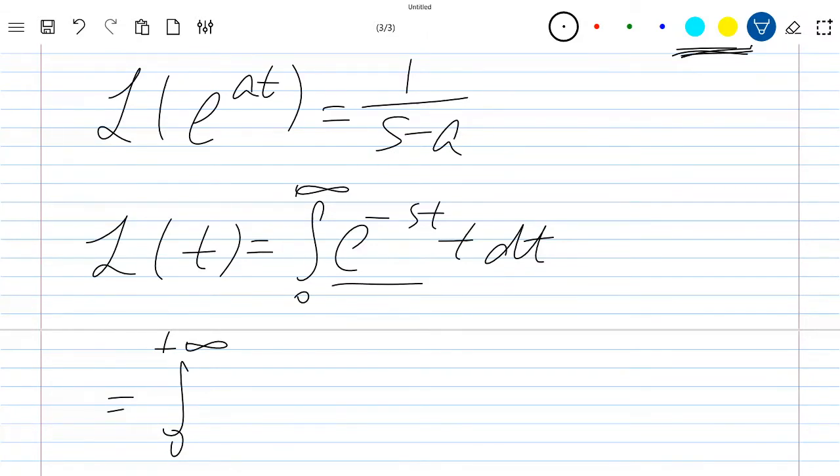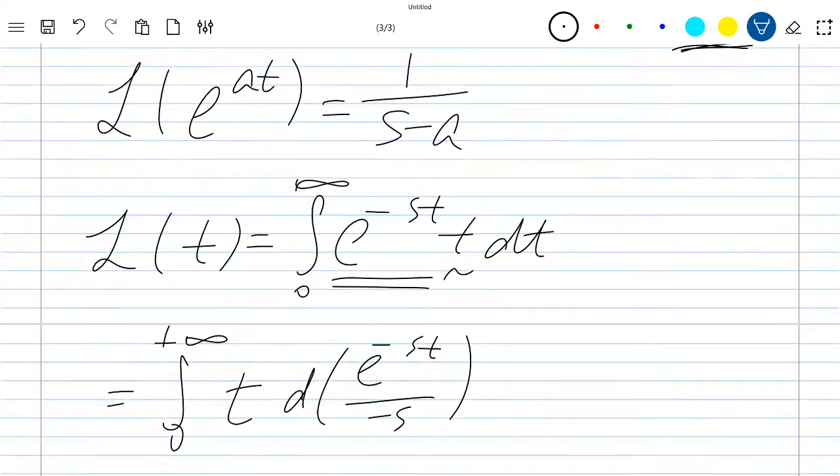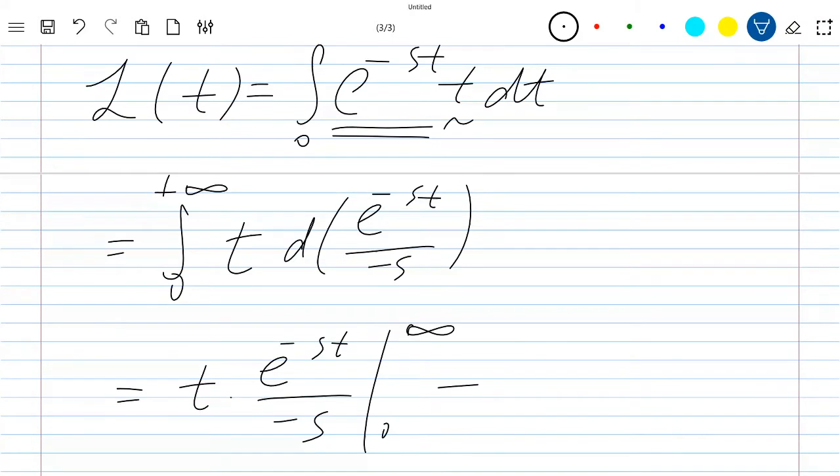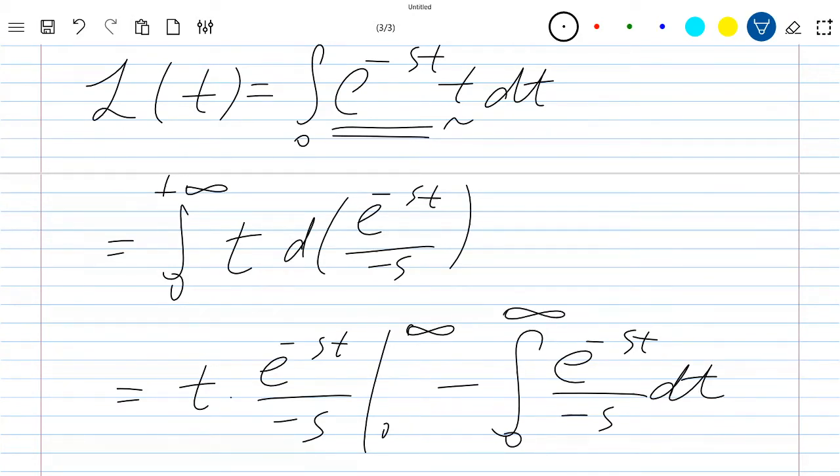You want to integrate e to the negative st first, because if you integrate t first, you get t squared over 2, which is more complicated. So you have d, what's the integration of that? Right? Then let's write down that uv form, minus e to the negative st over negative s dt, right? And you can see this negative cancels.